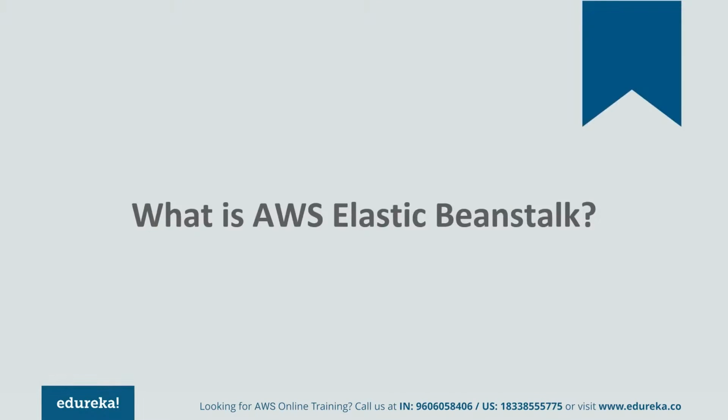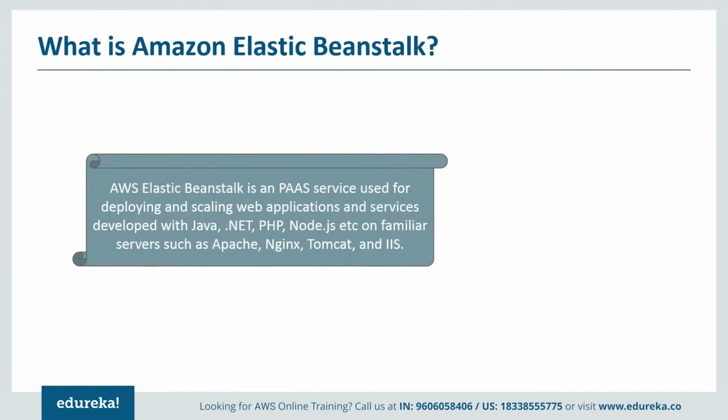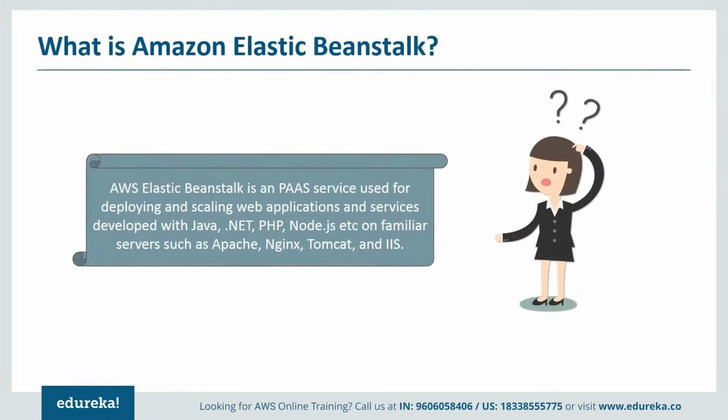What is Elastic Beanstalk? If I have to define Elastic Beanstalk in Amazon terminology, then it is a platform as a service where you can deploy your application which you might have developed with programming languages like Java, .NET, PHP, Node.js, and many others on familiar servers such as Apache, Nginx, Passenger, and Tomcat.